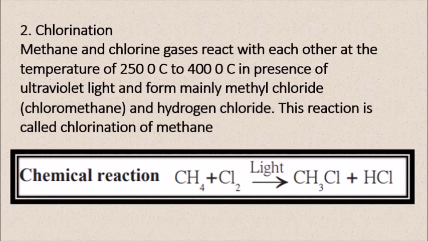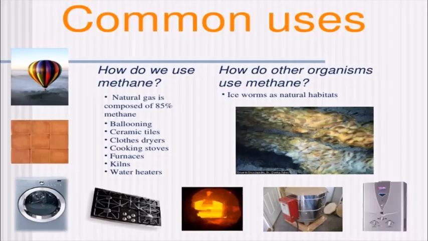So here, if you see, when methane reacts with chlorine, here we have methane and chlorine, and in the presence of ultraviolet light, it gives methyl chloride, and we also have hydrogen chloride here, or you can also say HCl, which is an acid. Let us now see a few uses of methane.